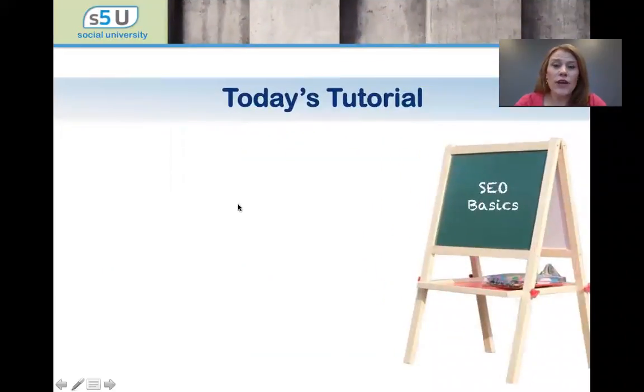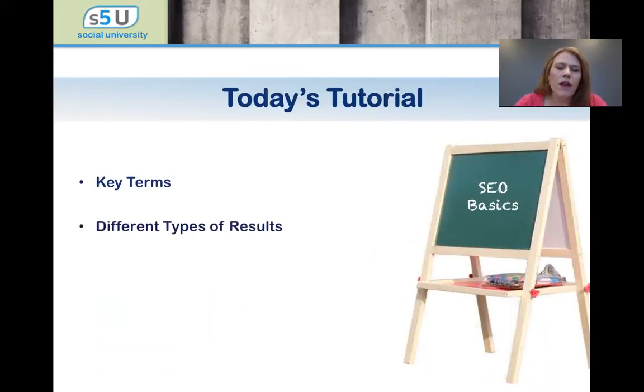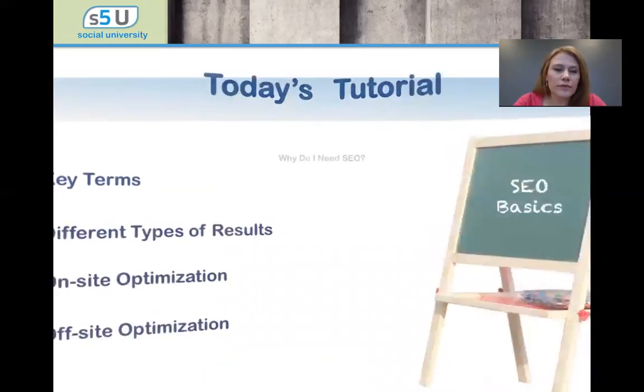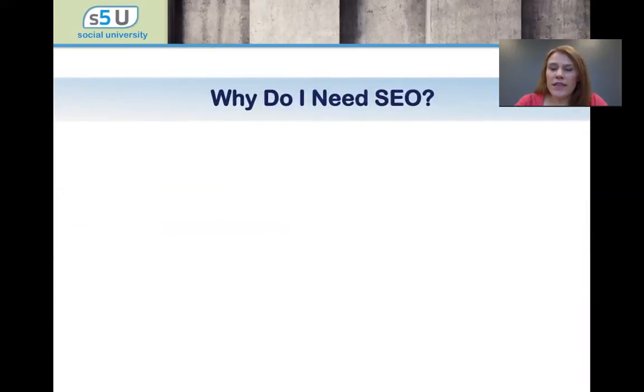So let's just do a quick overview of what we'll be talking about. The first one is some key SEO terms so that you guys can understand what we mean when we talk about SEO. I know that's just something we throw around a lot, so what do those words mean? We're going to talk about the different types of results that you get in a search. And then we're going to talk about some things that you can do on your website to optimize it and some off-site things that you can do. So these are, again, pretty basic concepts here.